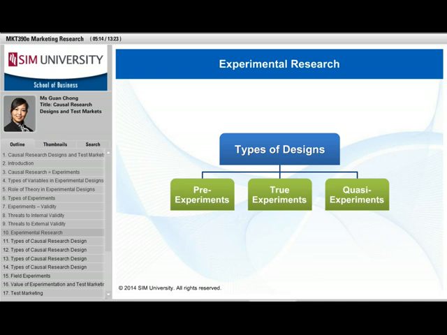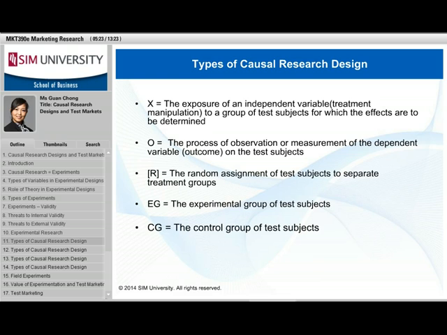There are three types of experimental designs: pre-experiment, true experiments, and quasi-experiments. To facilitate the understanding of different types of experimental designs, we will use the following set of symbols.